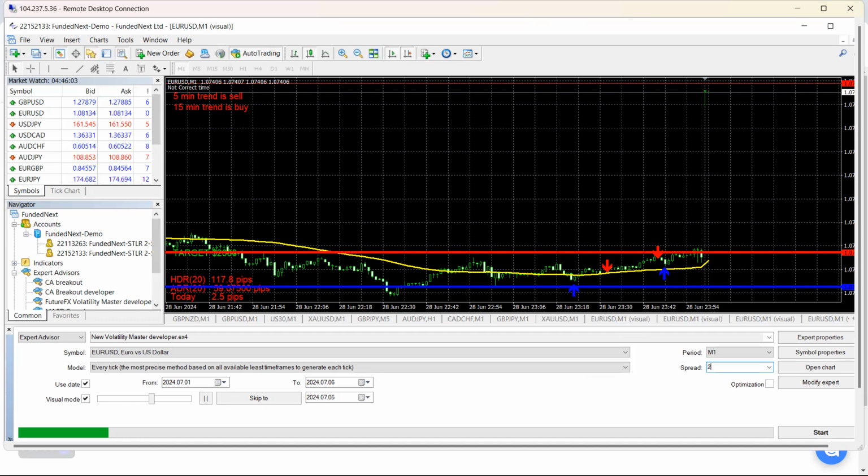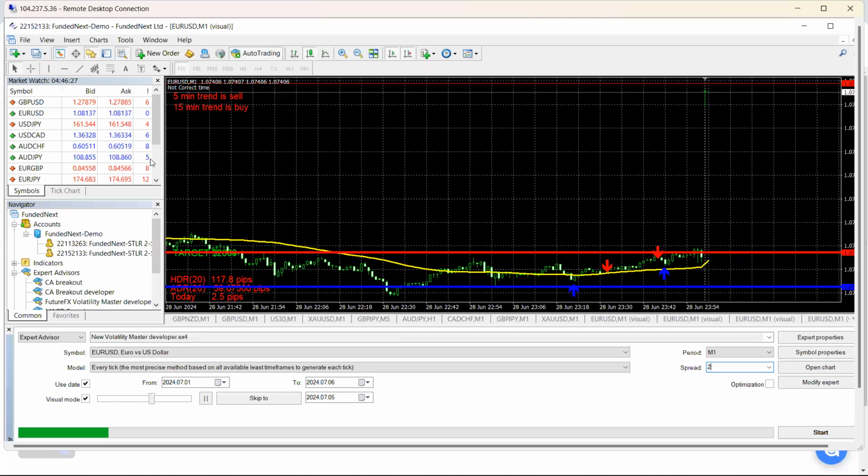I'll put in 2. Rarely, except for times of huge volatility and the market opens each day, the spread on Funded Next rarely, basically never gets over 2. It's a very nice tight spread. Funded Next is good for that. If you have a look, like Pound US is a bigger spread and it's only 5.